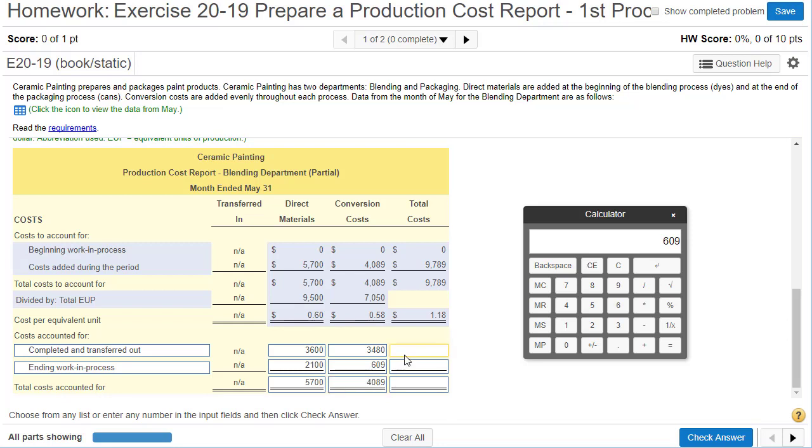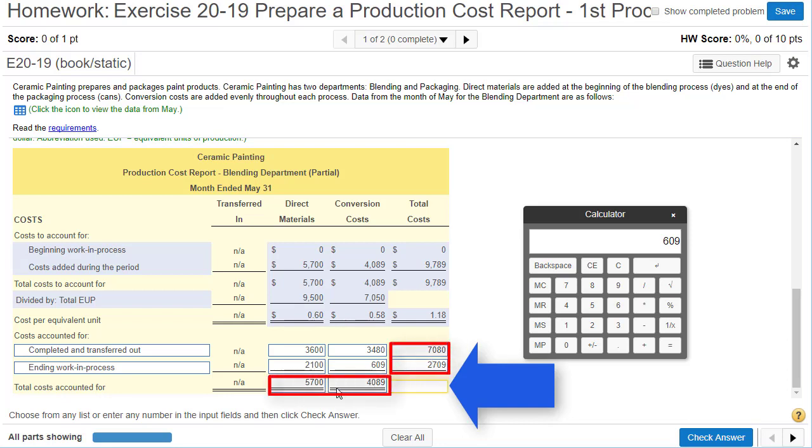Now our total costs, we're just going to take the 3,600 plus the 3,480 gives us 7,080. For this box, we're going to take 2,100 plus 609 gives us 2,709. And this total is going to be these two added up or these two added up. They both better add up to the same number, which gives us $9,789.